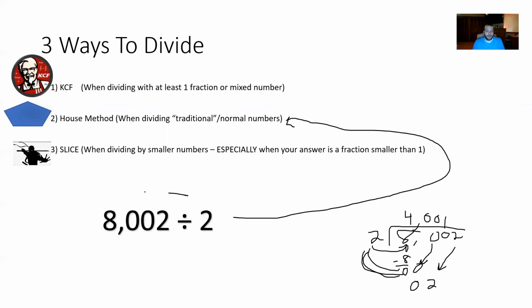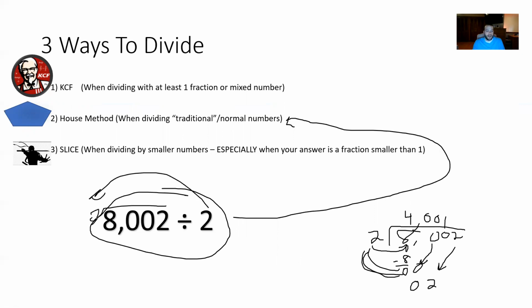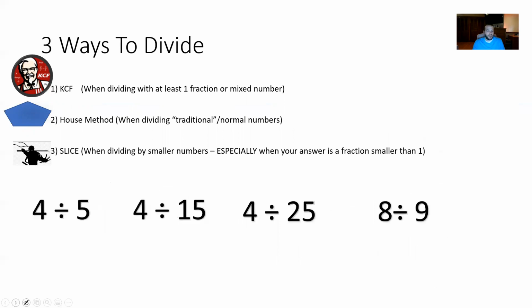So once again, it looks like a normal division problem. You throw it in the house, and then you put the second number on the outside. So that's the house method. So what's the next method?